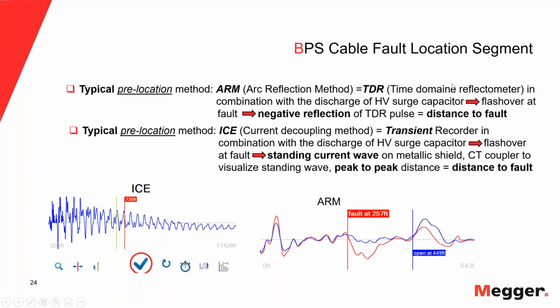With the arc reflection method, we get a negative reflection at the fault because when we put the high voltage on at the pinhole, we get a little arc. The arc shorts out the center conductor to the shield. And when at the very same time we shoot in the TDR pulse, the TDR pulse sees a short circuit and will show a negative reflection.